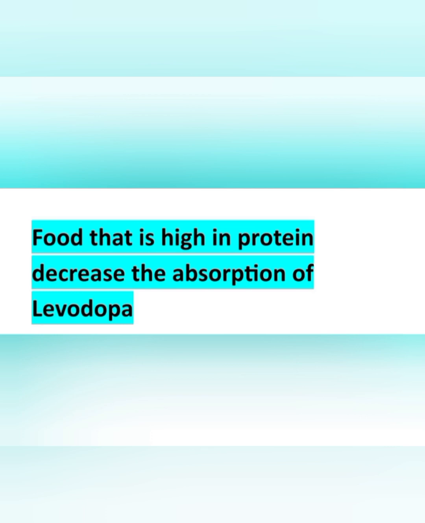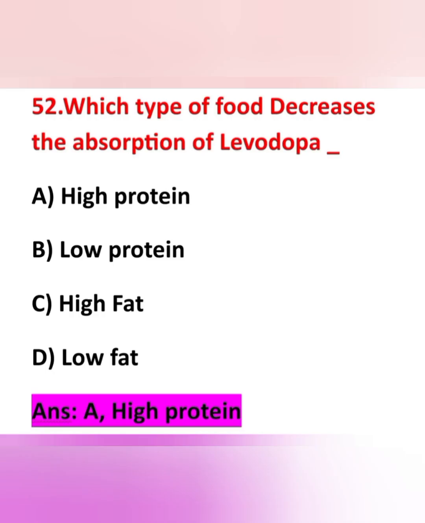Okay, food that is high in protein decreases the absorption of levodopa. Levodopa is the dopamine replacing agent and is used for the treatment of Parkinson's disease. So, food with high protein decreases the absorption of levodopa.